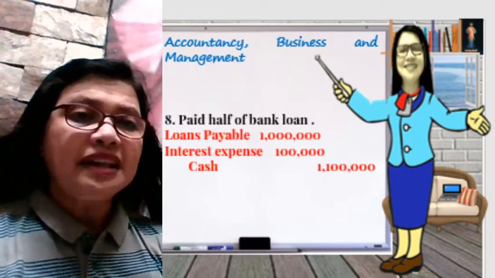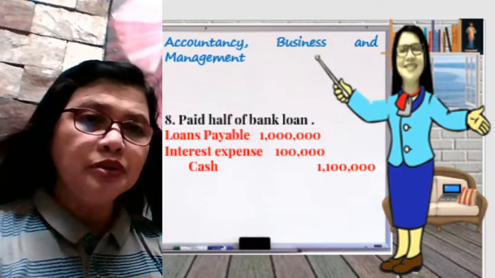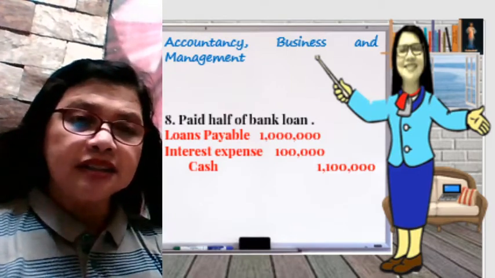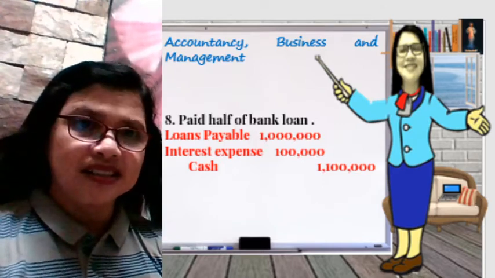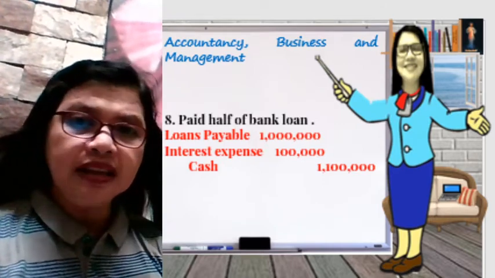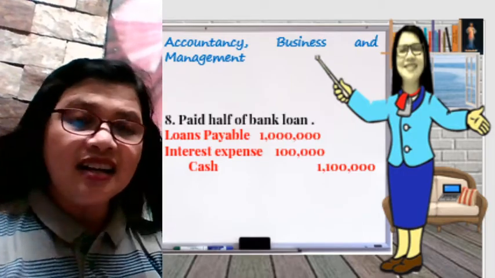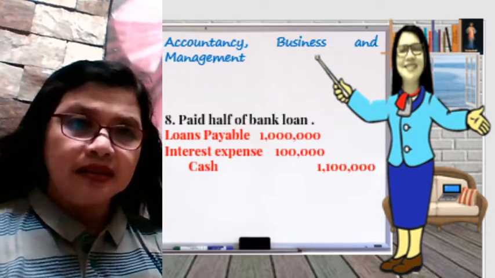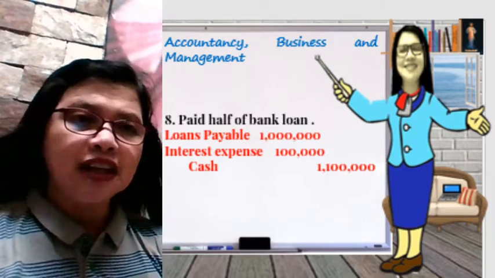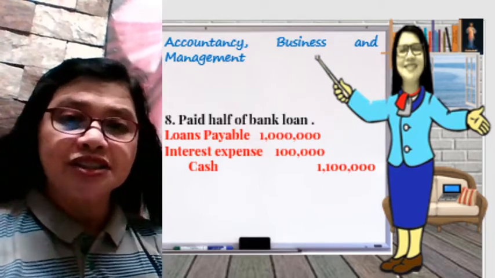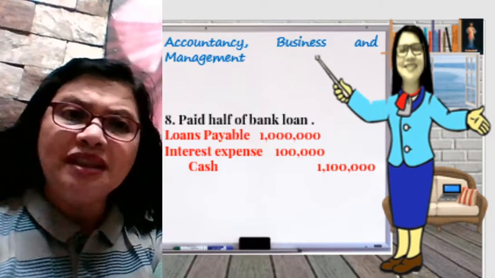Next, number 8, paid half of the bank loan. You have to pay the bank loan, but in the earlier statement, it says there was 12% interest. If you compute for the interest, which I have done already earlier, I know you are already familiar with the computation of interest. We've done it in the previous video lessons, but if you want to review, you can go back to my other lessons.